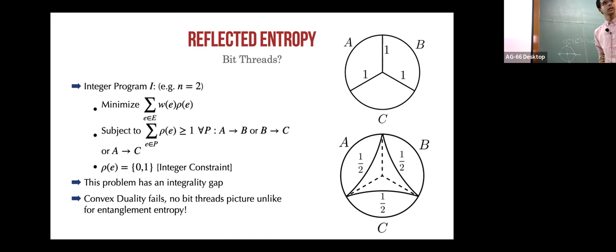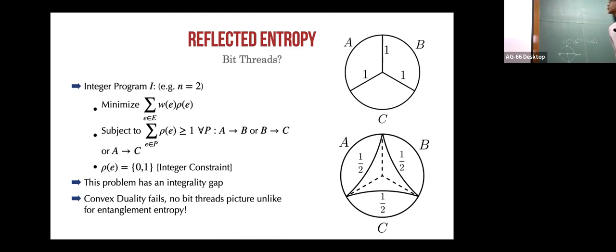This is not the case when you measure the entanglement entropy. So for the entanglement entropy, whether or not you have the integer constraint, you just end up with the minimal surface. So you can relax the integer constraint. When you naturally compute it from the tensor network side, you end up with a similar integer program. But the key point is that you can relax the constraint and end up with a bit threads picture. But for the reflected entropy, you cannot. So this is like getting as close to bit threads as you could. So it's the lesson that the bit threads should be allowed to interact in the bulk.